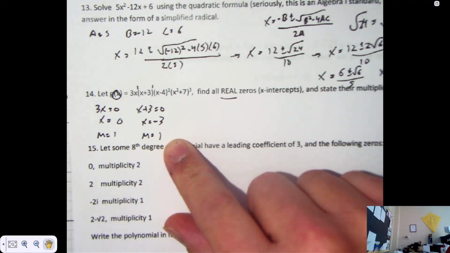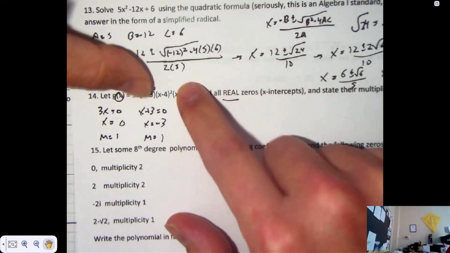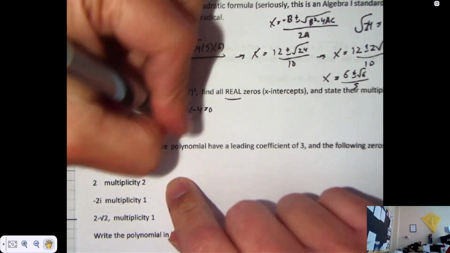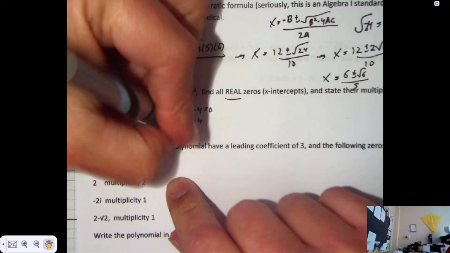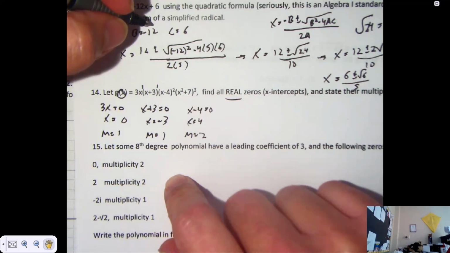Happens one time. Here I have x minus 4 equals 0 because I'm using the cover-up method. What's x? 4. What's the exponent on the parentheses? 2. The zero happens twice. It's what we call a touch on a graph.